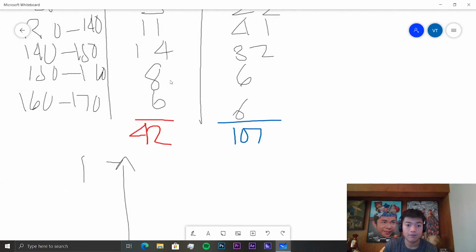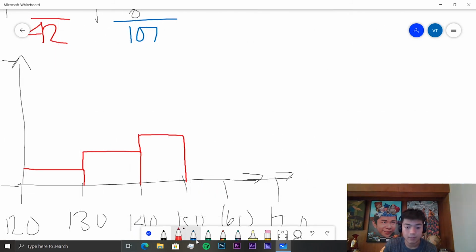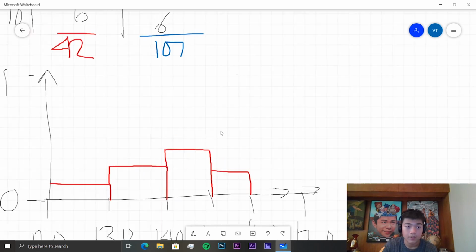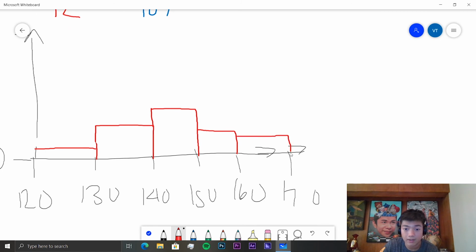Next, we have around 8 kids out of the 42 were between 150 and 160, so I'd say that's around that height. And finally, we have 6 kids. Actually, I need to lower the height of this one. This one's way too high. And so 6 kids means around that.